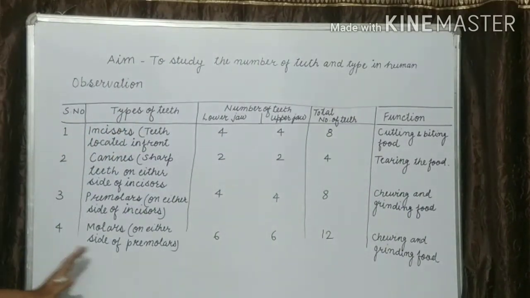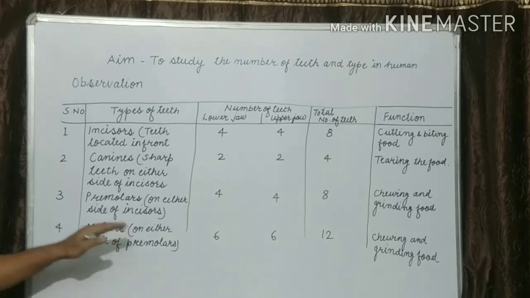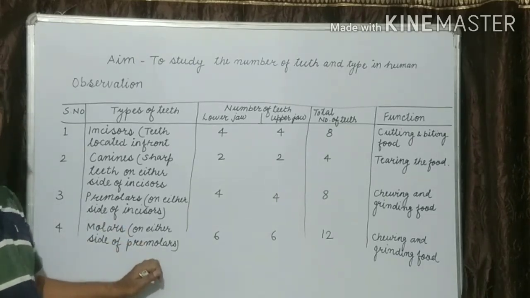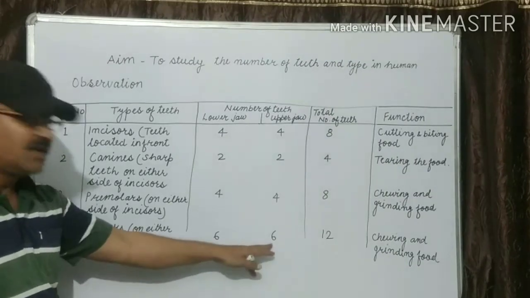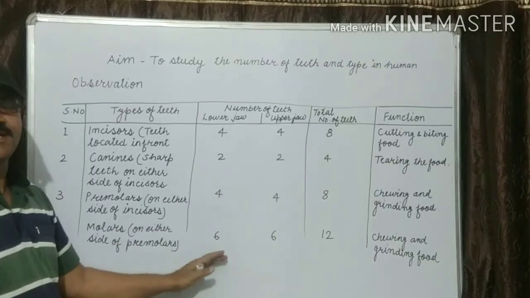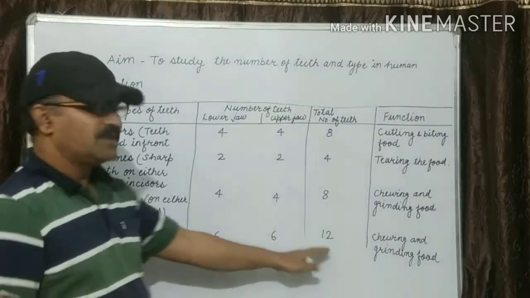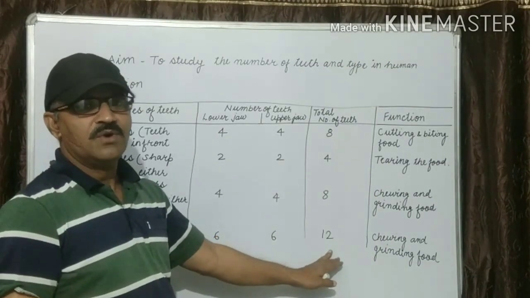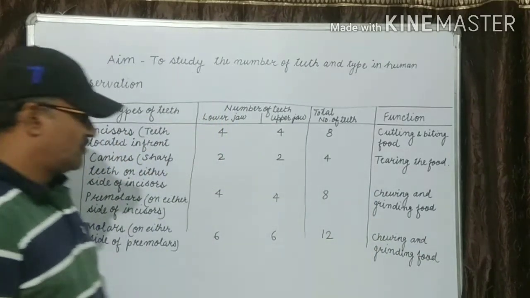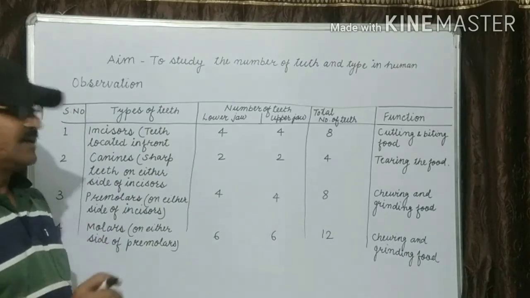Fourth type, molars, and where they are present? On either side of the premolars. What is the number of molars? They are 6 and 6, 6 in each jaw. And what is the total number of molars? 12. And what is the function of molars? They help in chewing and grinding the food.